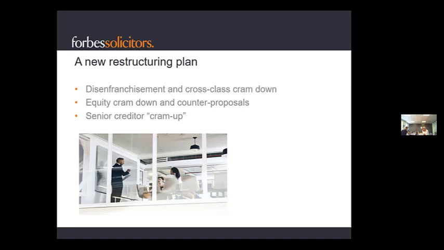And each class must vote on the proposed scheme. If all classes vote in favour of the scheme, requiring 75% by value and a majority by number of each class, the court must then decide whether to sanction it.